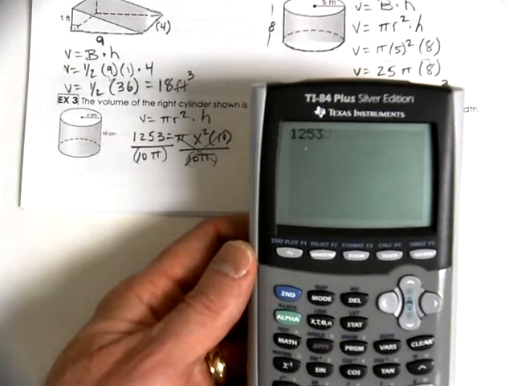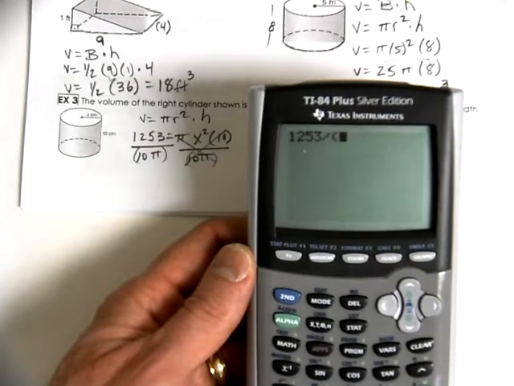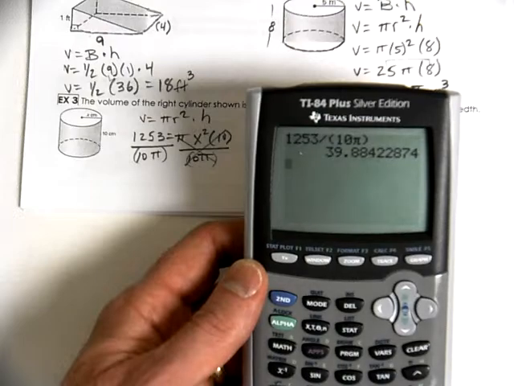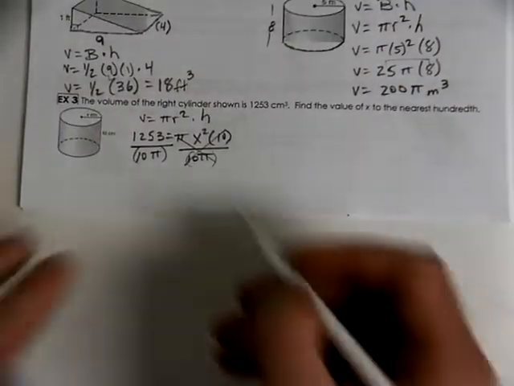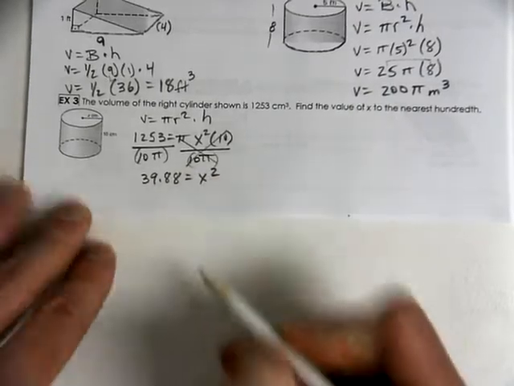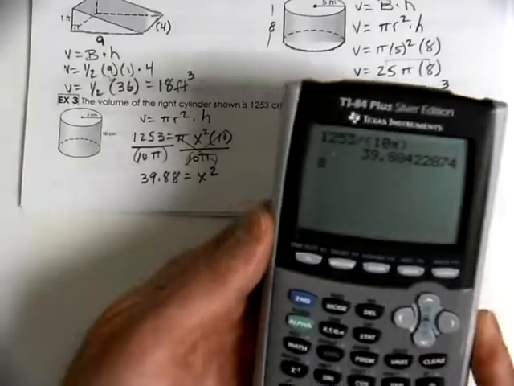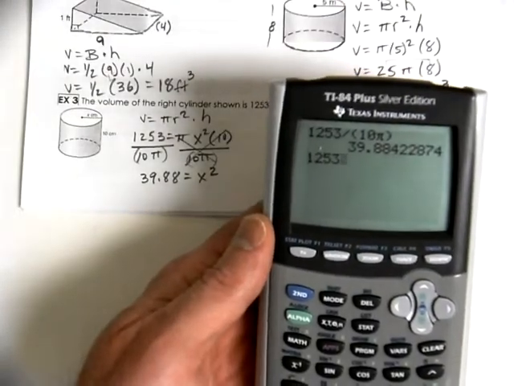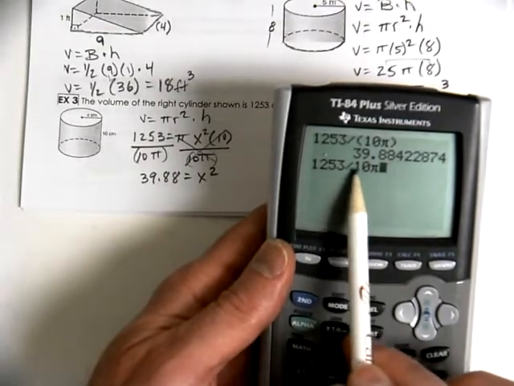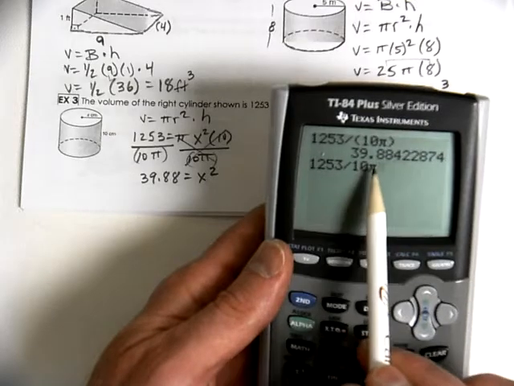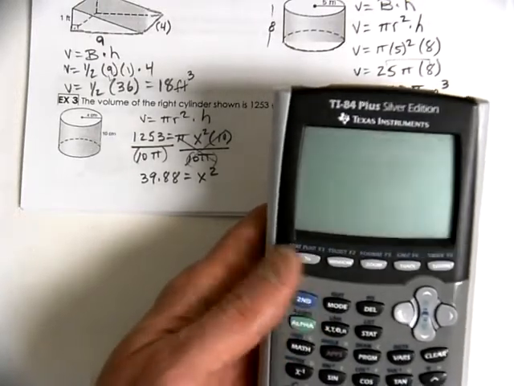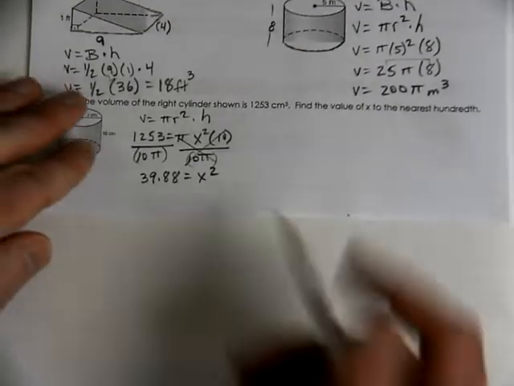So we have 1253 divided by 10 pi. So we get 39.88. And that would be your x squared. Notice what would happen if we didn't have parentheses. If we said 1253 divided by 10 pi, it's going to take the 1253 divided by 10, which is 125.3, then it's going to times that by pi, and you get 393. So the parentheses make a difference. Then we can take the square root.